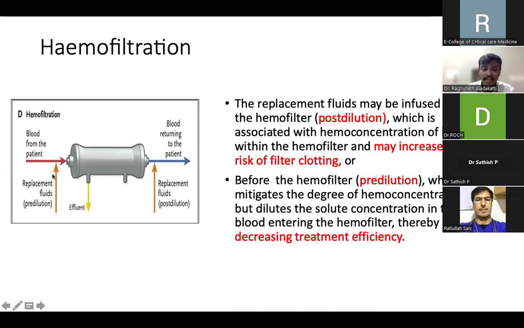If you use pre-dilution replacement fluid, before the hemofilter, then we can mitigate the degree of hemoconcentration. There is no possibility of hemoconcentration and the clotting risk is removed. But what happens? This dilutes the blood entering the hemofilter, so we are not able to remove as many toxins like blood urea and creatinine. Lesser will be removed, meaning efficacy will be reduced. So you should know whether we are giving replacement fluids before the filter or after the filter. After the filter, there is a risk of clot formation in the cartridge; before the filter, there is a risk of reduced efficiency because the blood is diluted.